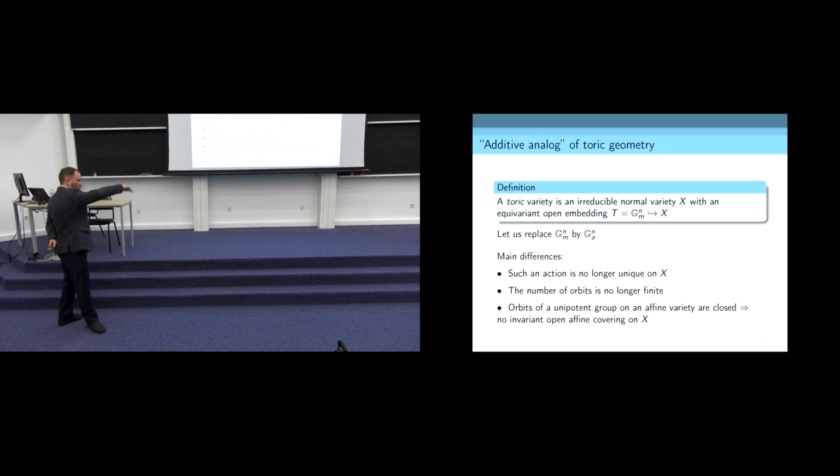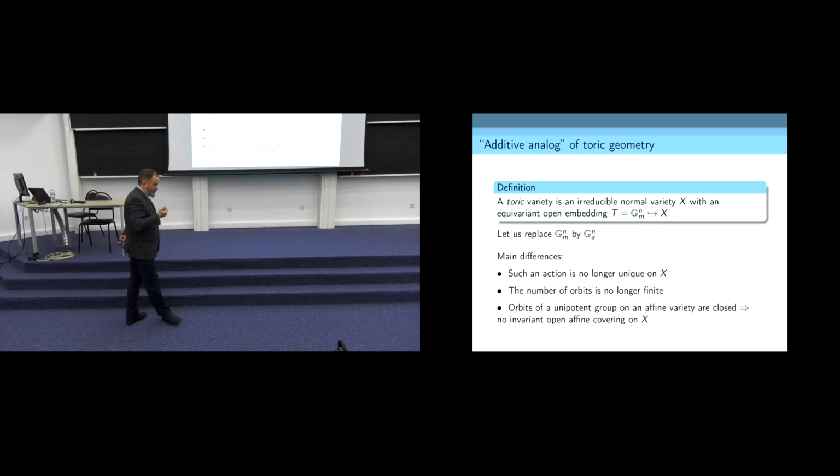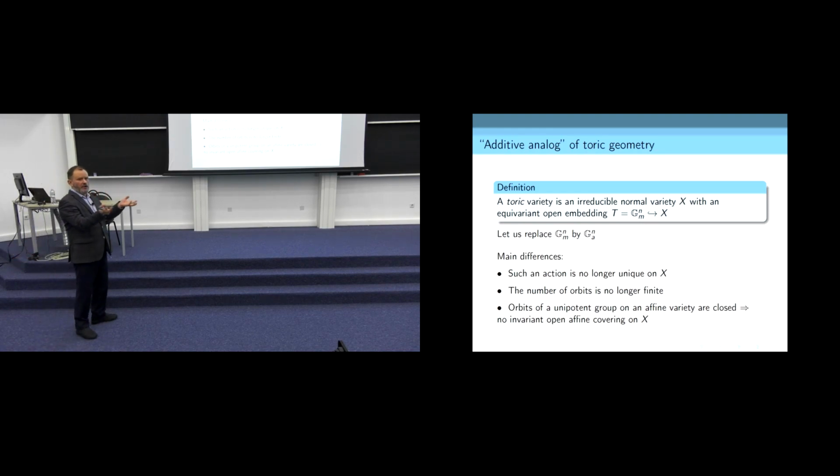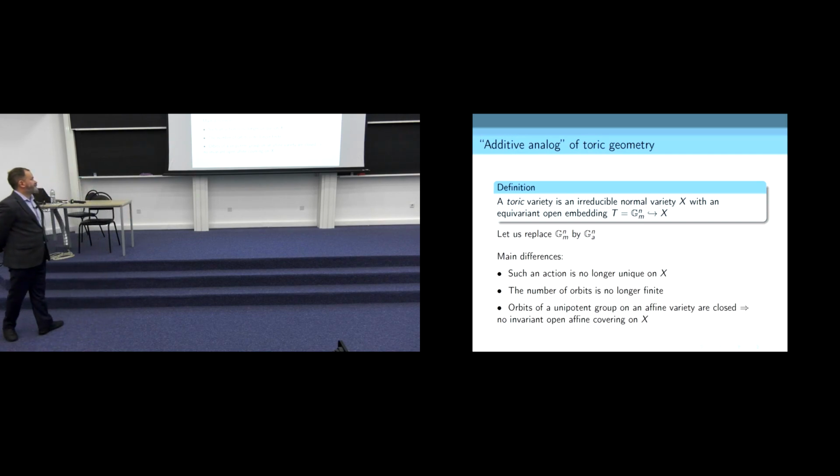So if I have an open orbit, and if this orbit is contained in an invariant affine chart, then this orbit is closed in this invariant affine chart. But this is an open orbit, so this chart coincides with this open orbit. So there is no chance to include the open orbit inside any invariant affine chart. So if our variety is not one orbit, then definitely there is no invariant affine covering. So no imitation of fans and cones is possible.